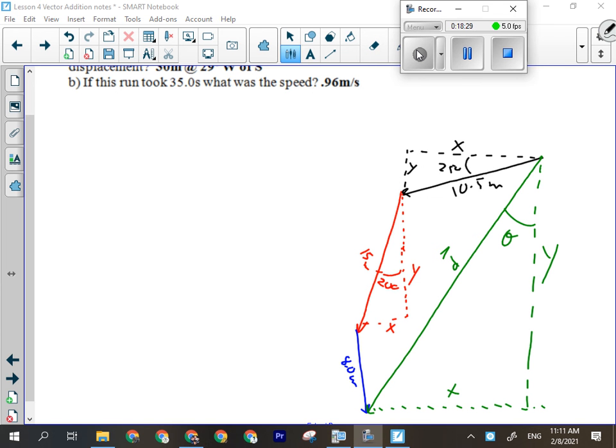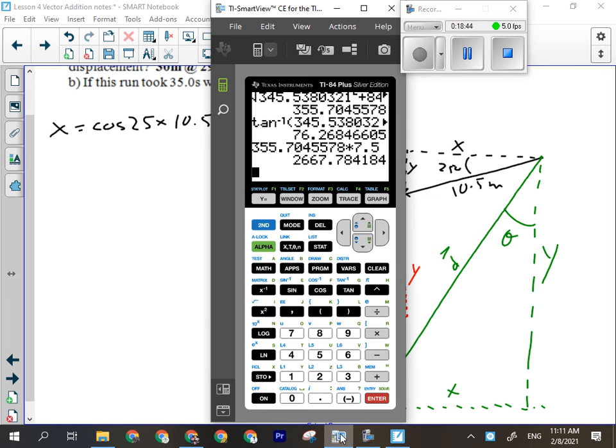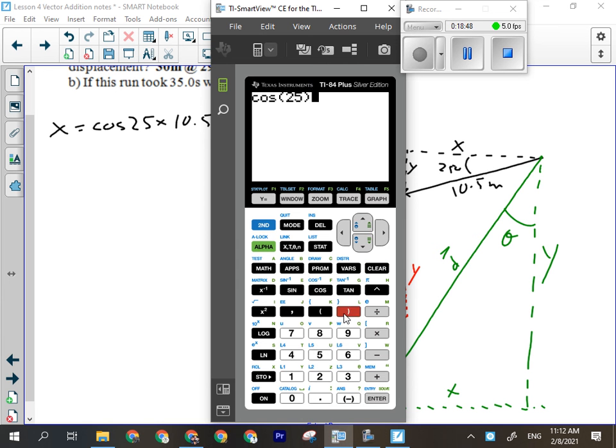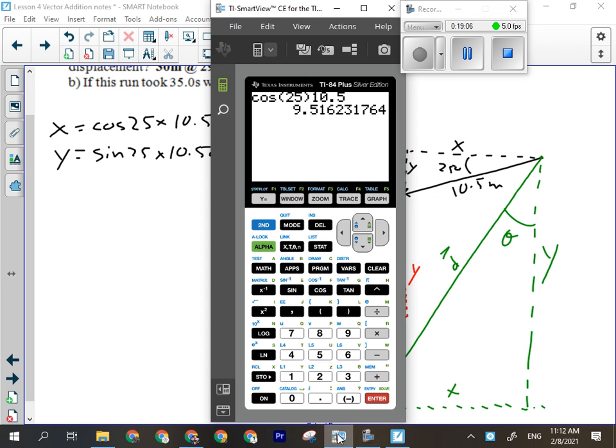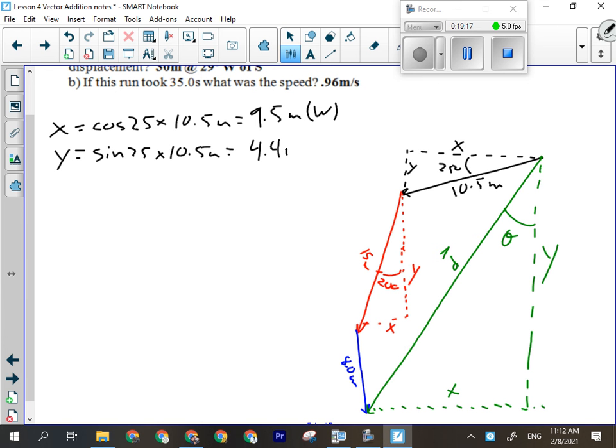Okay, so we'll start out with our black rectangle. Black X is the adjacent side, so we'll be using the cos of 25 degrees, not 20, times 10.5 meters. Cos of 25 times 10.5, so we're looking at 9.5 meters west. Our y component's the opposite side, so we're going sine of 25 times 10.5 meters, and so we're looking at 4.4 meters, and that's south. Are we okay with the black triangle?